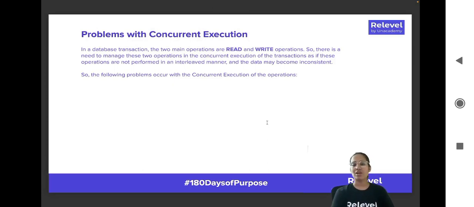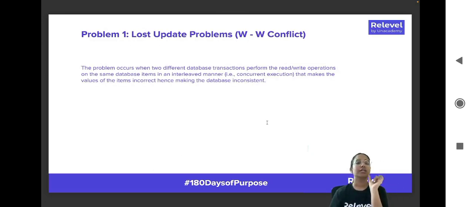So in a database transaction, there are two operations that we can do, right? We can do a read operation, we can do a write operation. So there is a need to make sure that these two operations in the concurrent execution scenario are not performed on top of one another. They're performed in isolation from each other so that the data doesn't become inconsistent. So the following problems can actually happen with these two operations: first, WW conflict, which is the lost update problem. There are three total problems, and we'll go through all of them one by one.